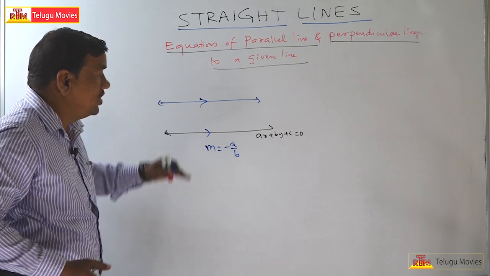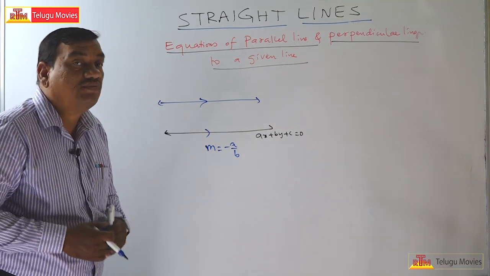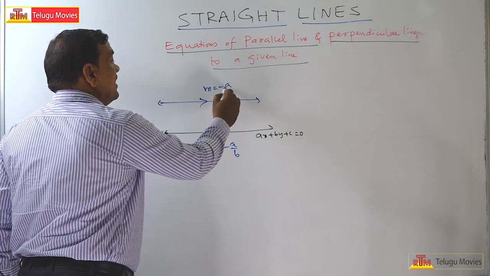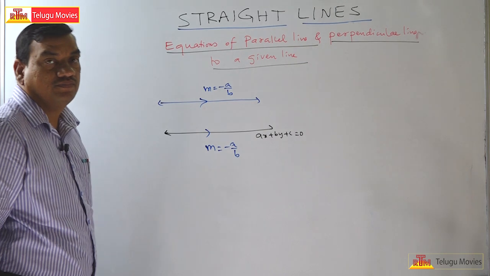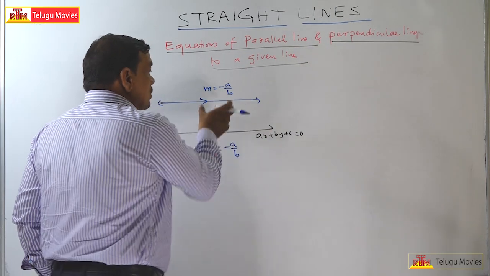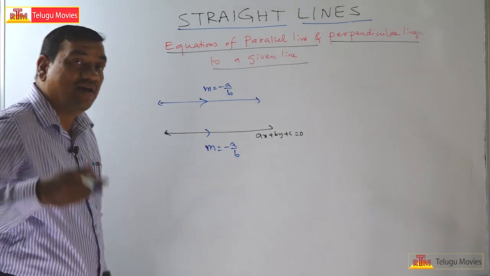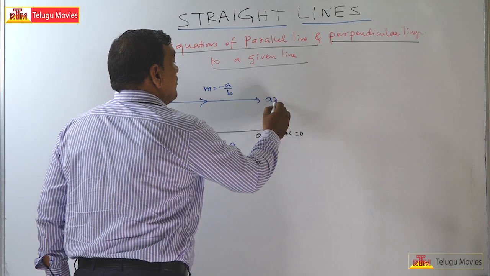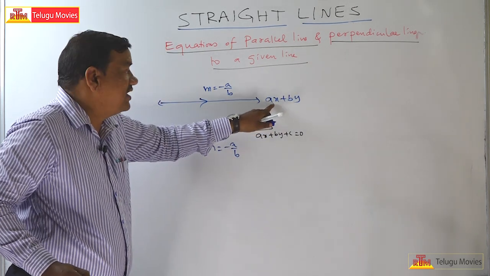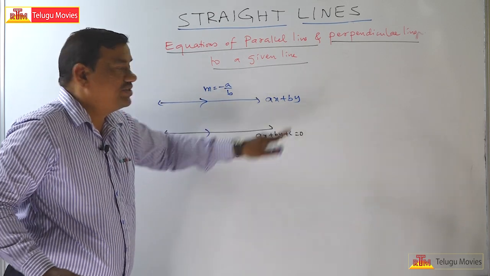Already we know that two non-vertical lines are parallel if and only if their slopes are equal, so what will be the slope of this line? Minus a upon b. Then what will be the equation of this line? Guess. So, now tell me, guess the equation whose slope is minus a by b. Definitely it should be of the form ax plus by. Why? Because what is the slope of this line? Ax plus by has slope minus a by b, minus x coefficient by y coefficient.